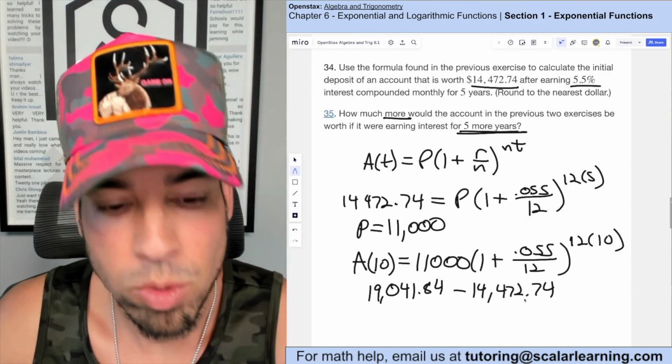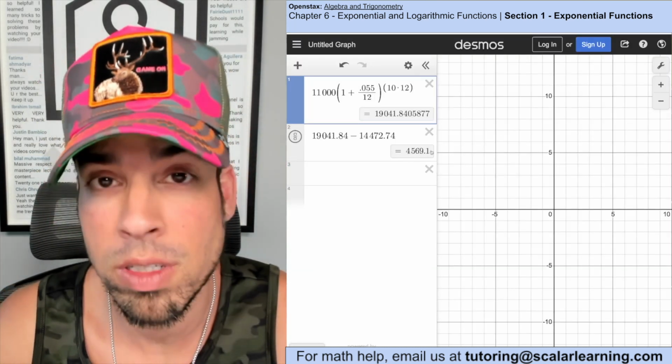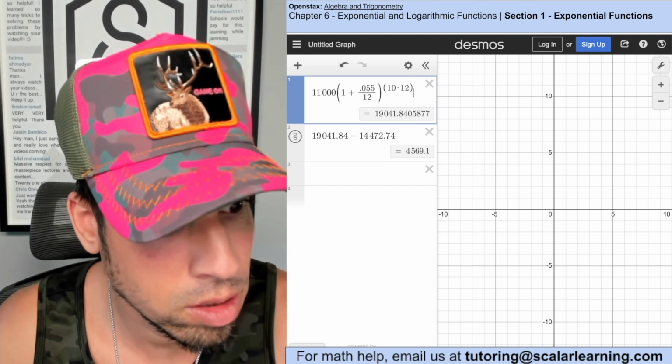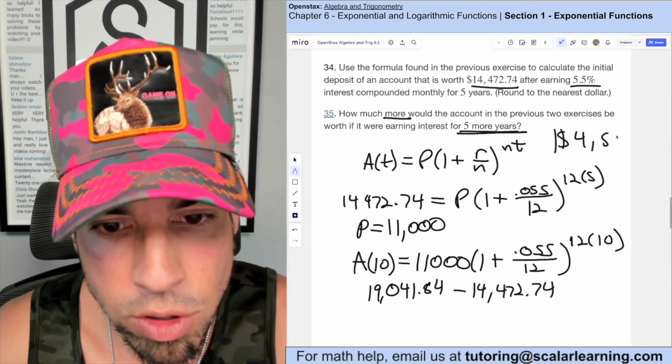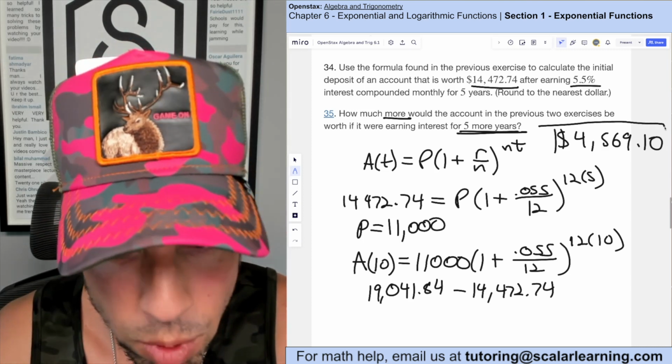So let's run this through Desmos. So once we subtract these two values, we get $4,569.10. So we got $4,569.10 more is what they would make.